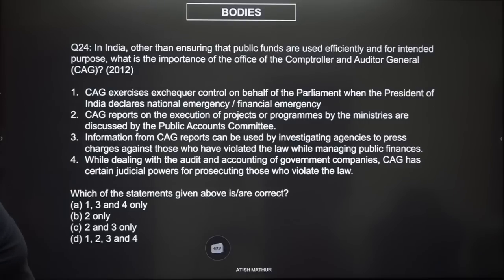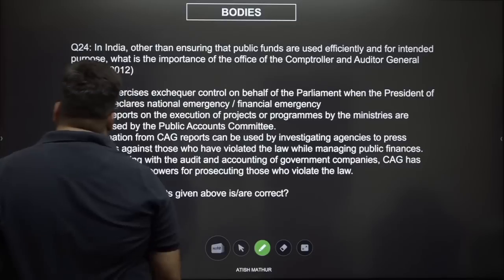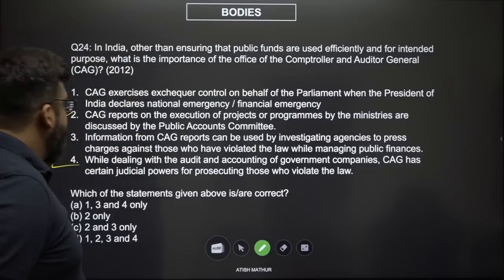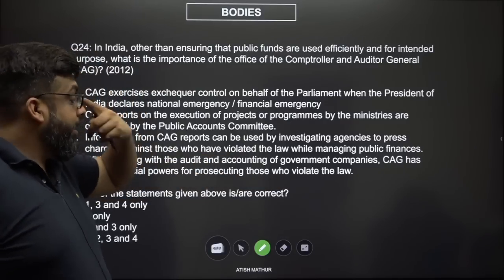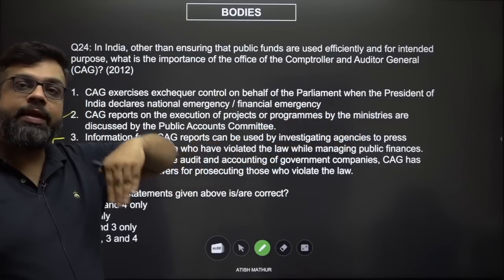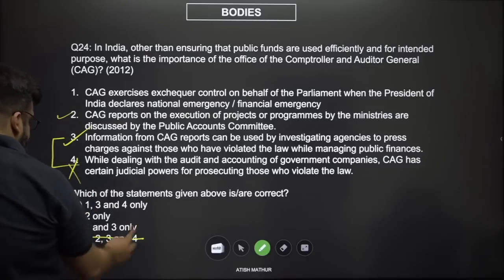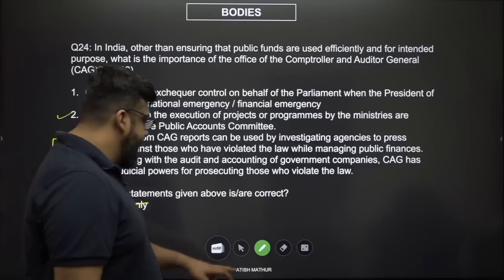Right. We can see 3 in 2 and 3 in 3 out of the 4 options. CAG reports on execution of projects that are discussed by the Public Accounts Committee. This seems to be the correct option. Information from CAG can be used by investigating agencies. All right, now think about it. Option number 3 and 4 seem to slightly be contradictory. If information from CAG can be used by investigating agencies to press charges, and CAG also has judicial powers to prosecute, if you are the one helping people gather evidence and you're also the one giving a judicial decision, isn't that contradictory in the first place? So between 3 and 4, only one can be correct, and therefore between 3 and 4, it seems that 3 is a better option. There we go. So 4 is incorrect. So anything which has 4 in it gets eliminated, and 2 and 3 are correct options. So the answer should be C, 2 and 3.